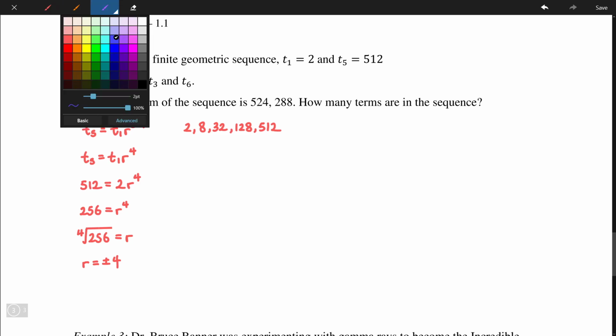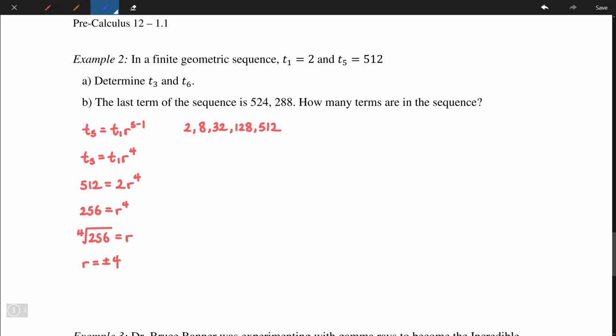Alternatively, what if we had the r value be negative 4? Well, then it still starts with 2, but then it will be 2 times negative 4, which is negative 8. And then negative 8 times negative 4 again gives us positive 32. And then multiply by negative 4 again gives us negative 128. And then multiply by negative 4 again gives us 512. So both r values will make this finite geometric sequence work.